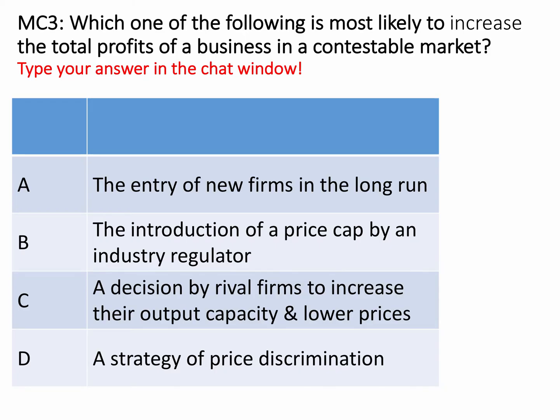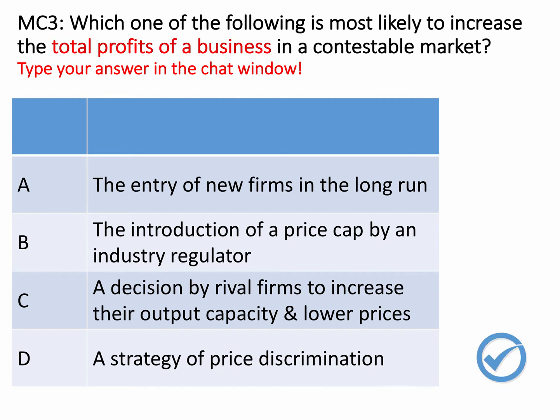Here's question 3. Which one of the following is most likely to increase the total profits of a business in a contestable market? Press the pause button if you want to think about your answer.